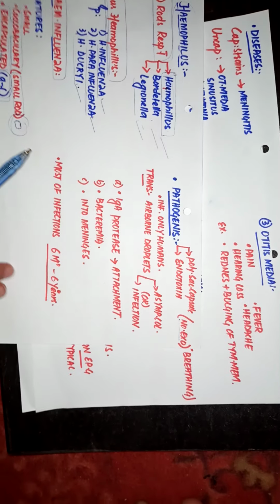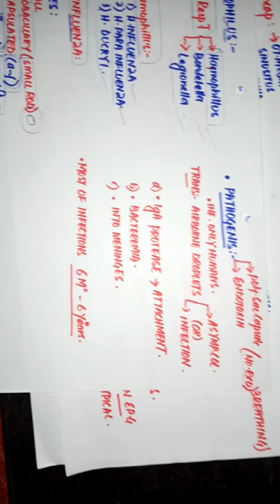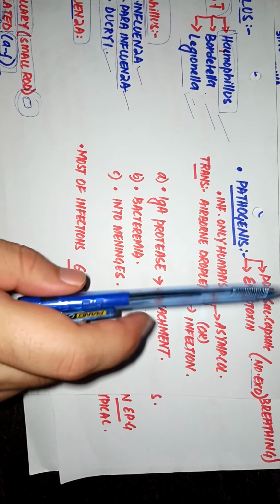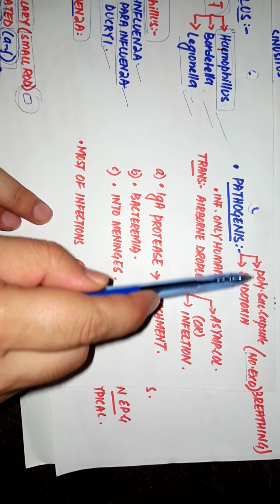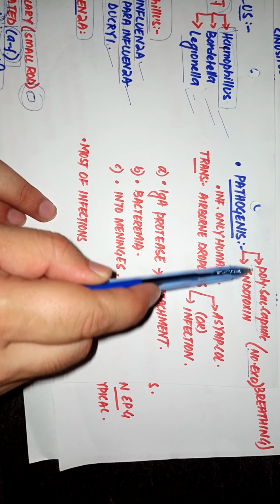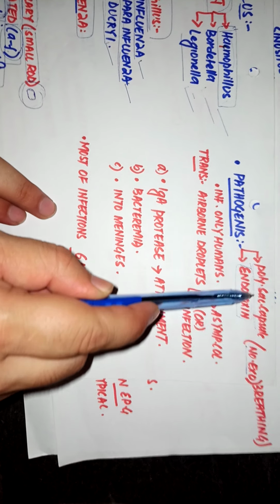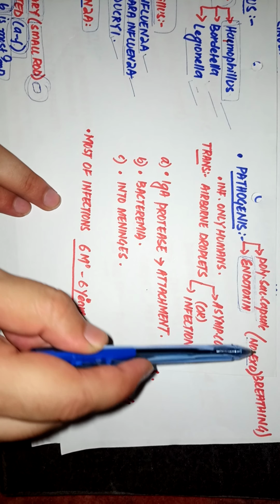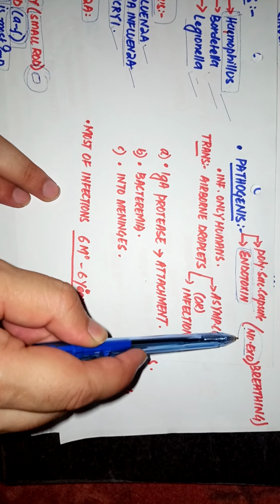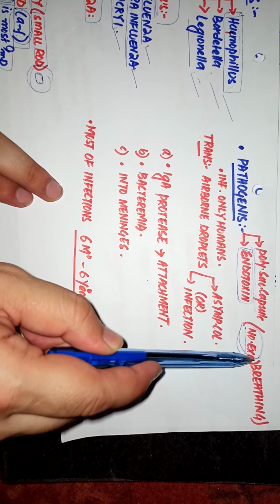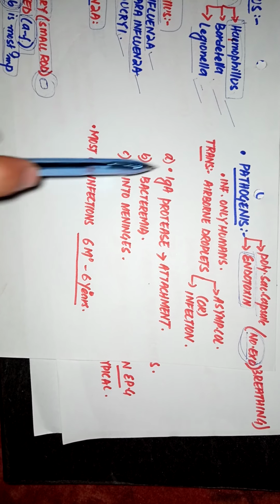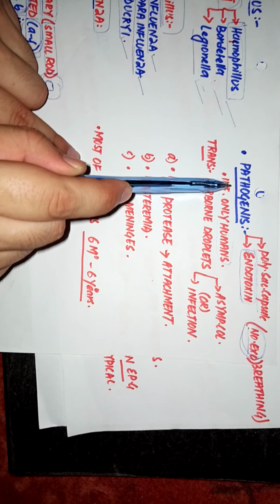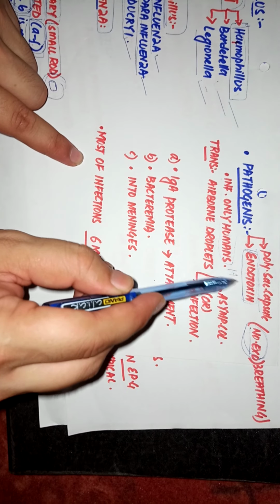Coming towards the pathogenesis of this organism, we have two virulence factors. The first one is the polysaccharide capsule, and the second one is endotoxin, which is contained by all other gram-negative organisms. Note here this organism doesn't produce any exotoxin. Infection is only in humans. There is no animal reservoir of Haemophilus influenzae.